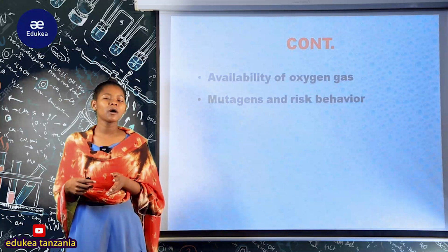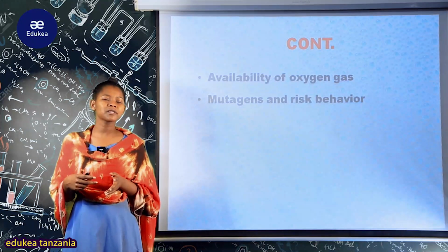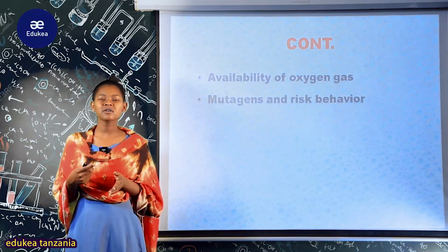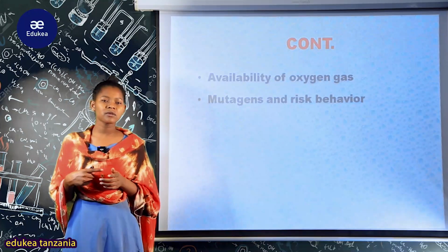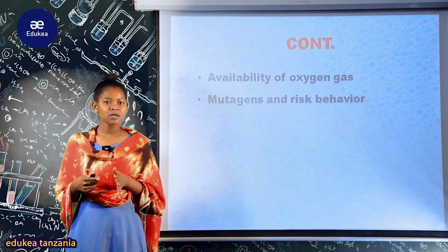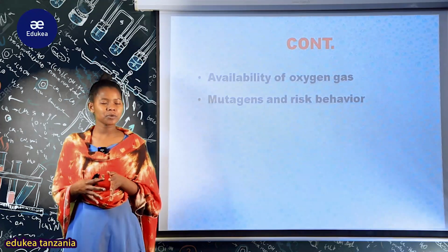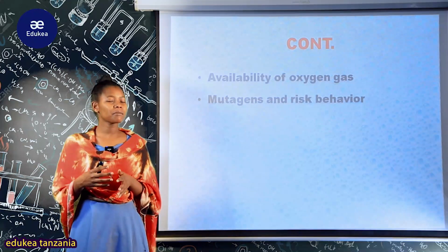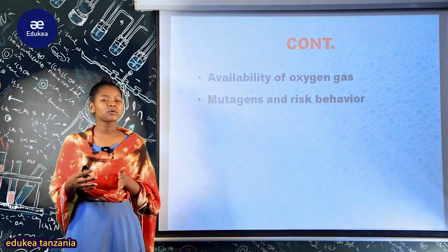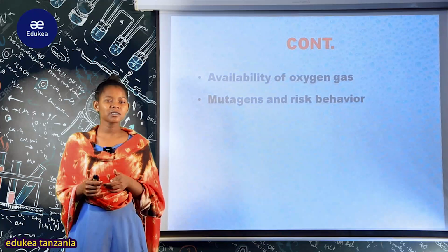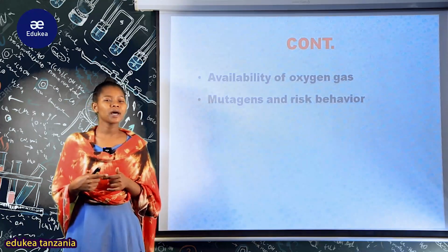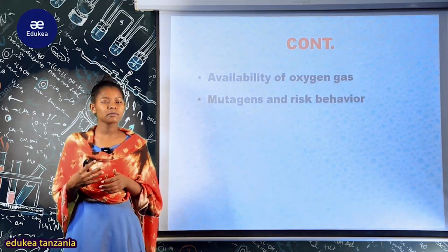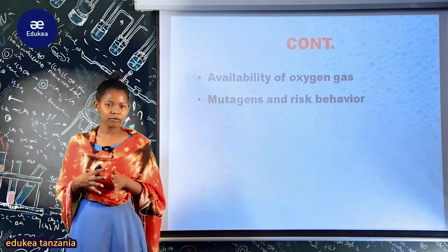Tukizungumzia mutagens, ni zile chemicals ama materials ambazo zinaweza zikaresult into mutation. Lakini risky behavior ni behavior zote zile ambazo zinaenda kusababisha afya idhorote. Tukianza na mutagens, tutaangalia for instance exposure kwenye chemicals, exposure to x-rays, gamma rays. Hizo zote ni mutagens ambazo zinaenda kusababisha kudhoofisha afya. Mfano, exposure to mutagens like those radiations inapelekea zile living cells kuwa killed. Na zikiwa killed, what next? Inaenda kusababisha afya ya mwili kudhoofu.